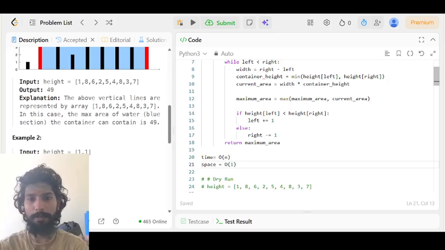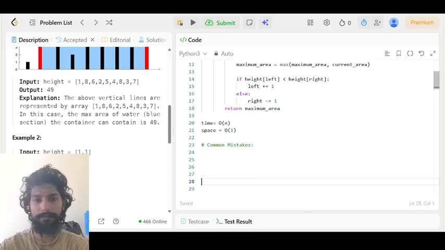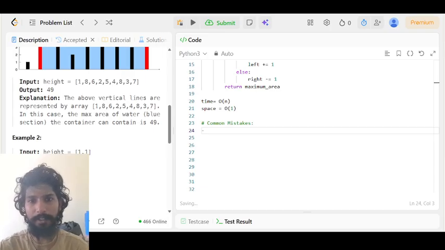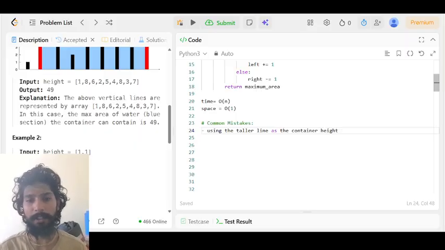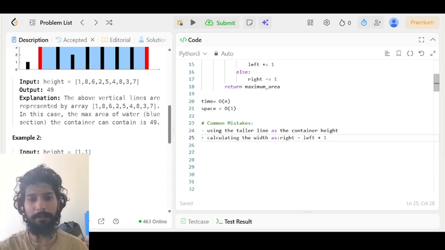Now let us discuss the common mistakes. First mistake is using the taller line as the container height. Remember, water is always limited by the shorter line. The second mistake is calculating the width as right minus left plus 1. The correct width is right minus left. These are positions of vertical lines, not the number of array elements between them.